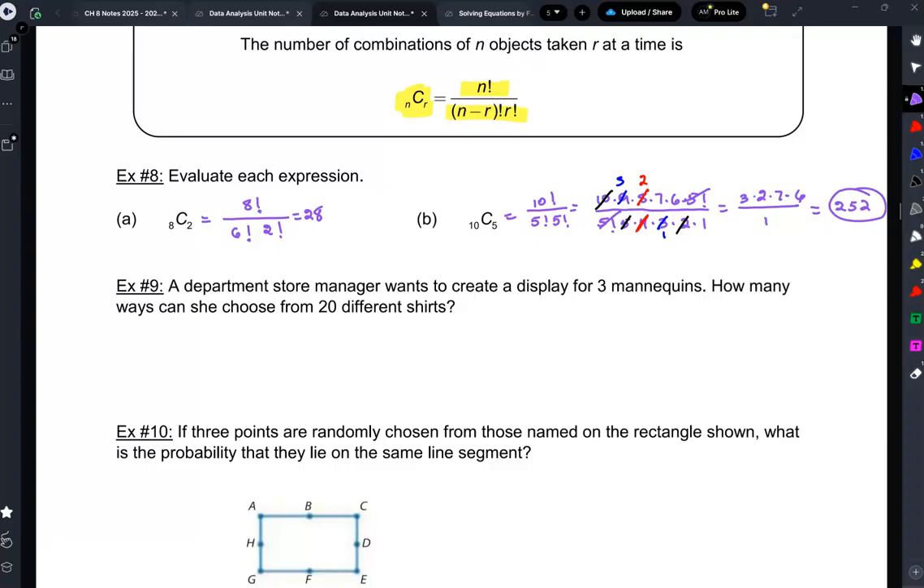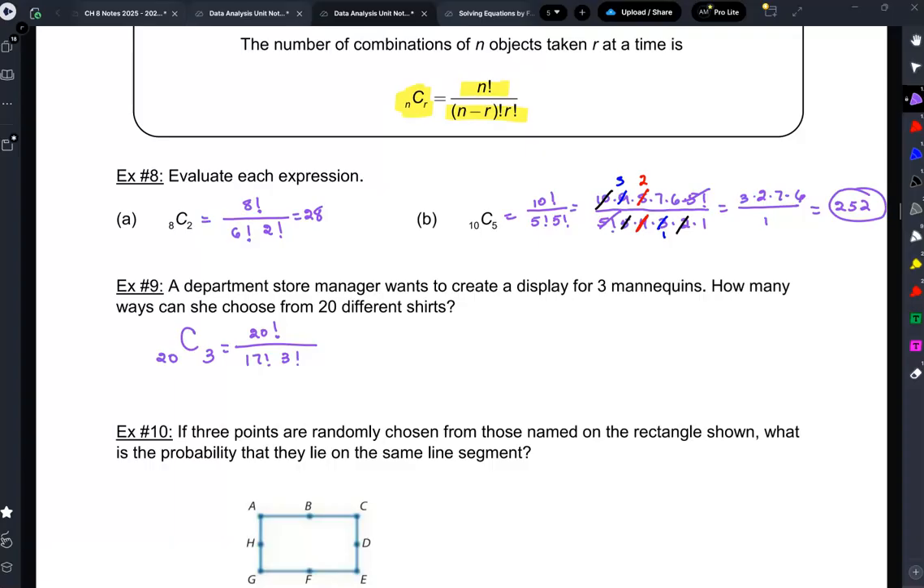Okay, so the department store manager wants to create a display for 3 mannequins, right? How many ways can she choose from 20 different shirts? So here, this is a combination because it really doesn't matter the order in which she chooses them. She just chooses 3 of them, right? So this is a combination, 20 with 3. Now, this is going to be 20 factorial over what?